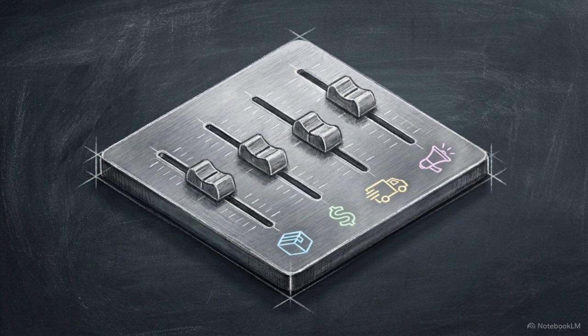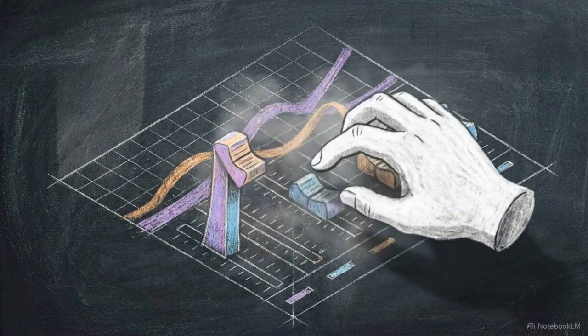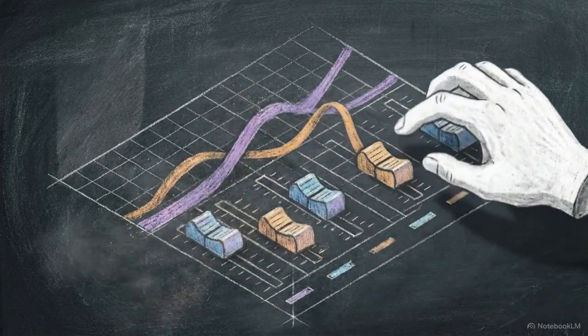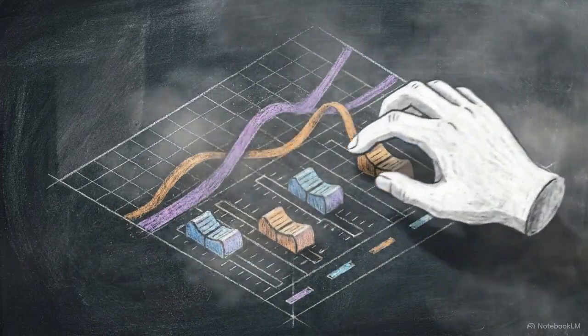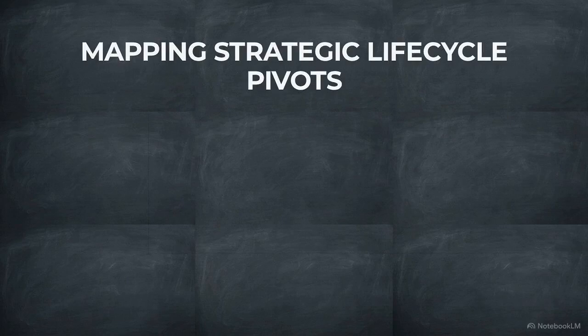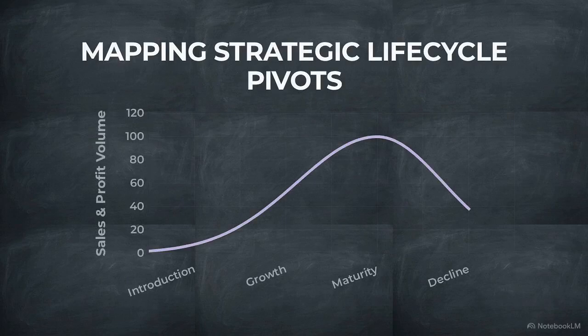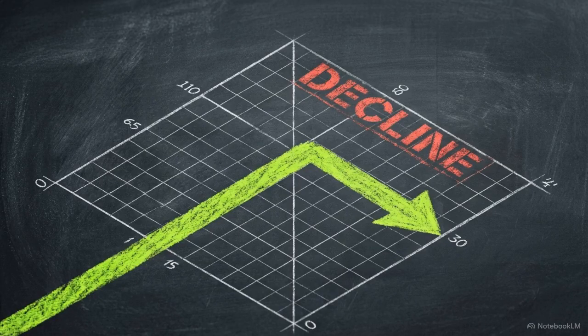To navigate these phases, a firm must manipulate the 4 components of the marketing mix: product, price, distribution, and promotion. As a product moves across lifecycle boundaries, a firm must immediately adjust these 4 variables to remain viable. By mapping a product's current coordinates, we can uncover the exact strategic pivots required. Market survival depends on accurately diagnosing the current stage to predict the next tactical shift.